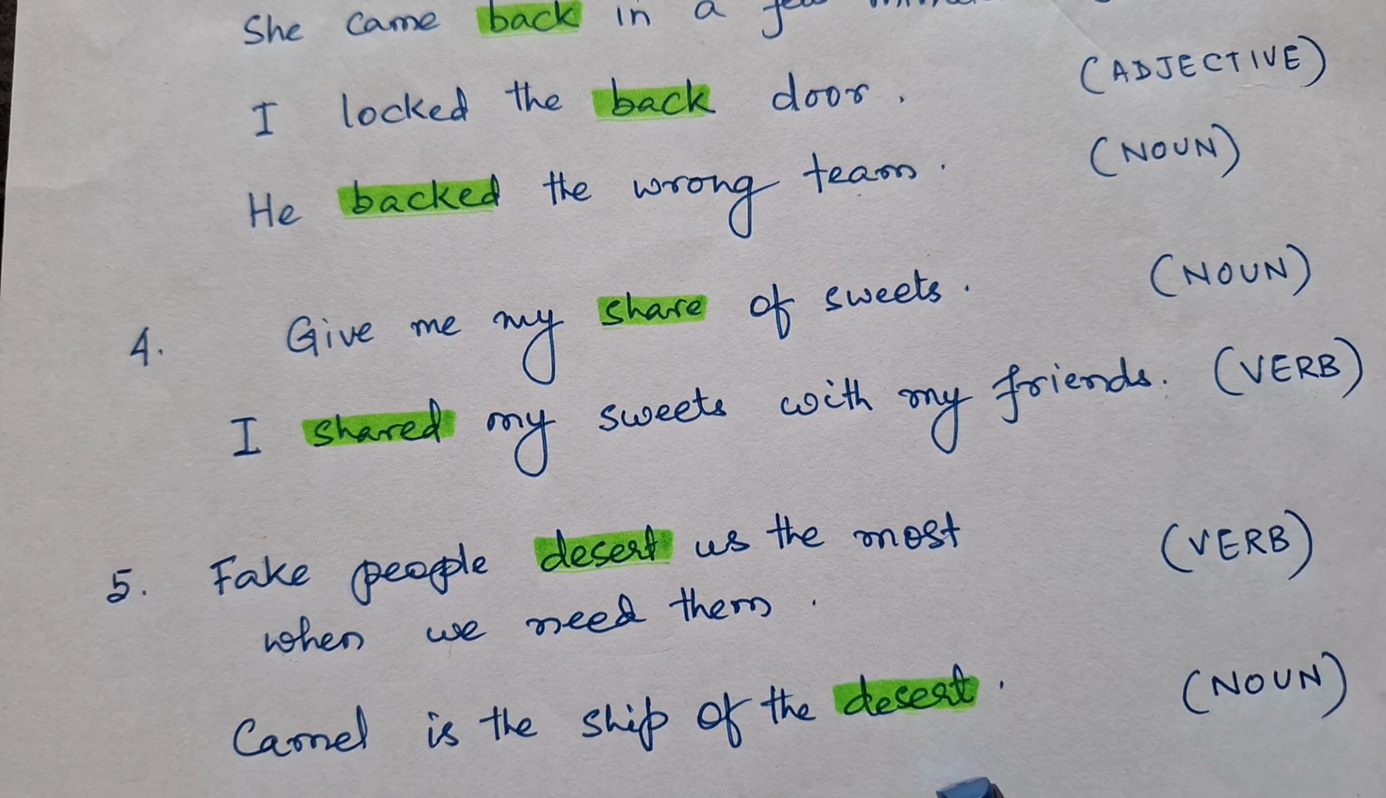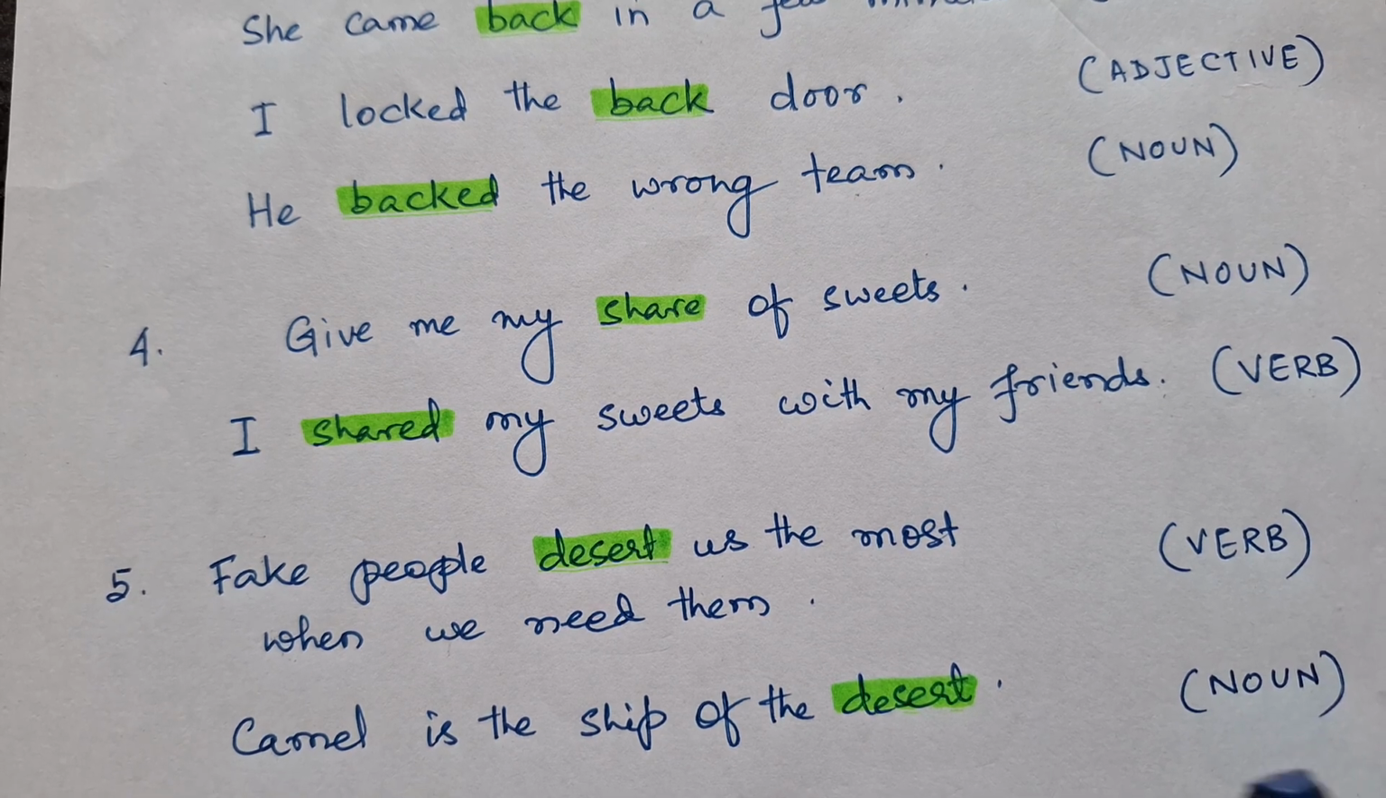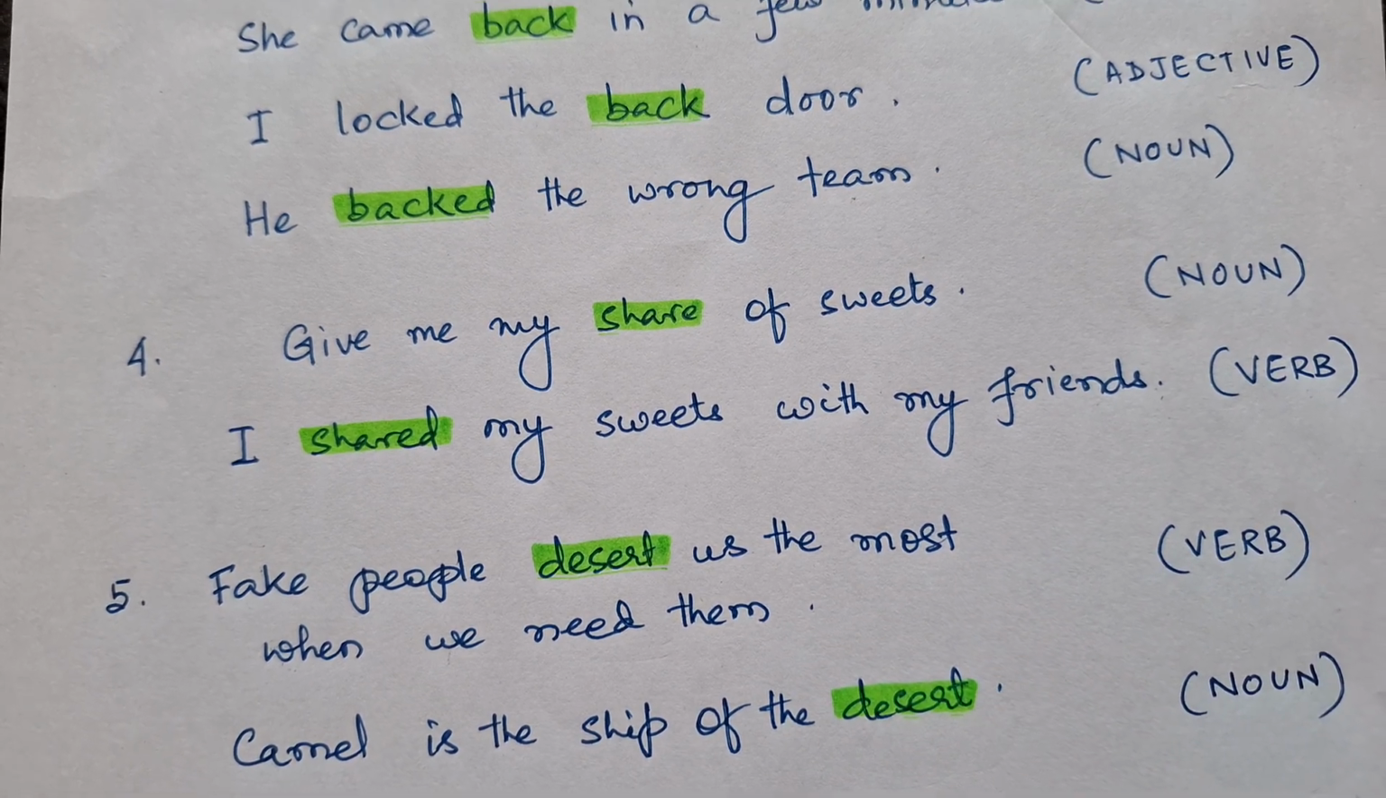Camel is the ship of the desert. Ship of the desert is used as a noun here. It describes any name, place, animal or thing, noun. Therefore, ship of the desert. Desert is used as your noun here.